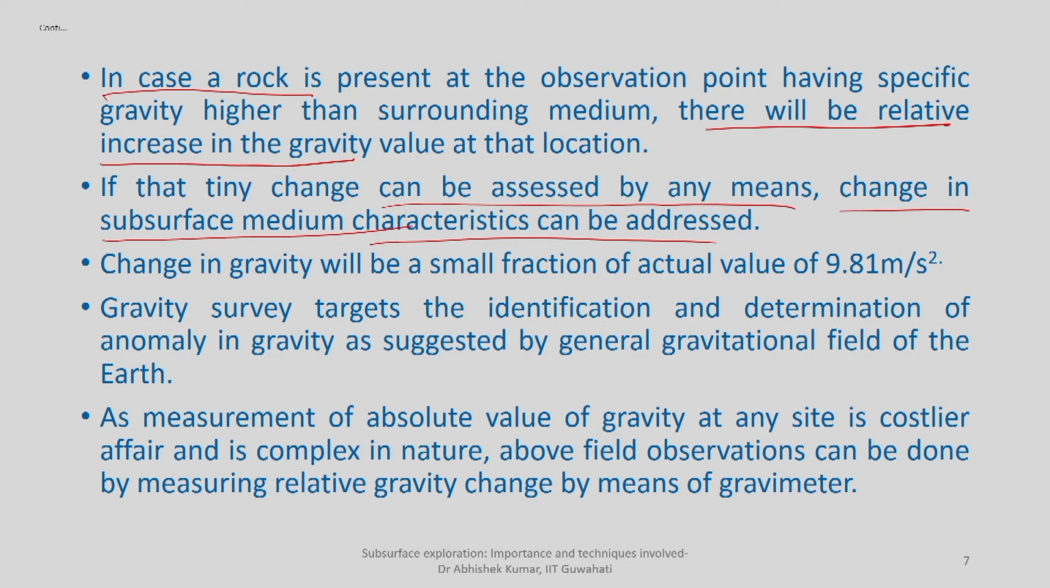We are able to understand that just by understanding this tiny change in gravitational pull, or relative gravity, at the site of interest. This change in gravity will be a small function of the gravitational pull, that is the value of 9.81 meter per second square. Gravitational survey targets identification and determination of anomaly.